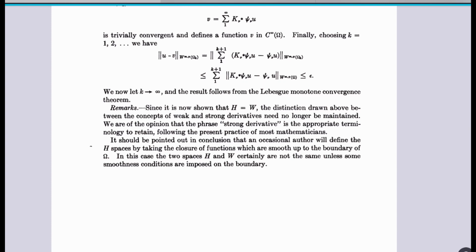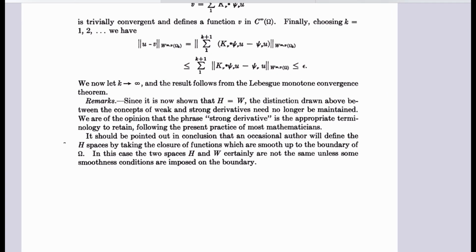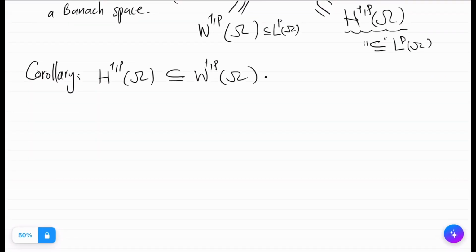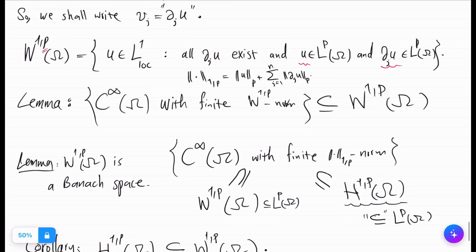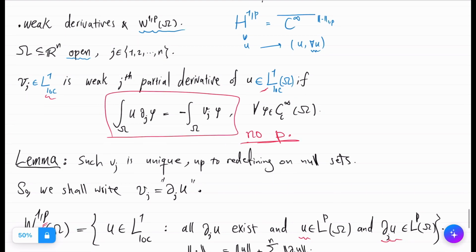There's also a historically intriguing thing here. They say that now that we know these are equal, we are of the opinion that the phrase strong derivative is the appropriate terminology to retain, following the present practice of most mathematicians. Because they call the derivatives of H functions strong, and therefore here they showed that W is not really a bigger space, so there's no need for a weaker notion. And from that point of view, they are right that they should be called strong derivatives, but history was different, and as I just defined and is the common notation, we call these derivatives in the sense of partial integration by parts weak derivatives. And that is the modern terminology.